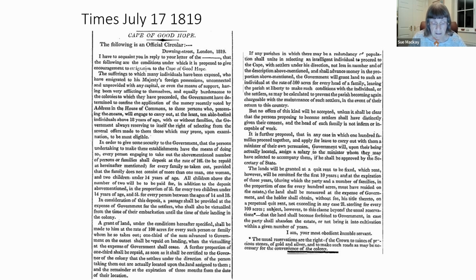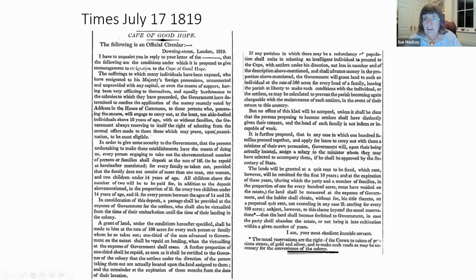If they cultivated the land for 3 years, they would be given full title, and the £10 deposit required from each man prior to departure would be refunded in instalments after arrival, either in cash or in rations, to tide them over until the first harvest.